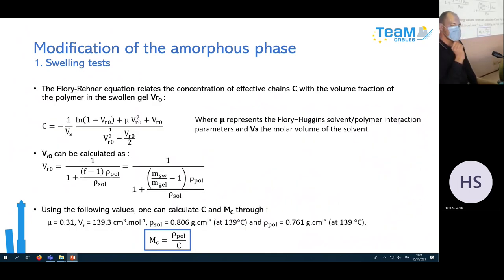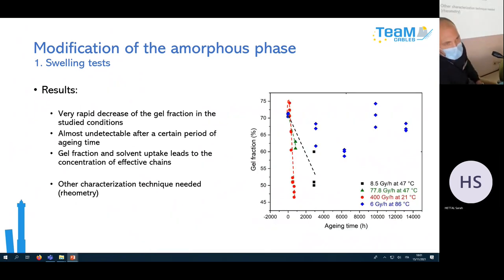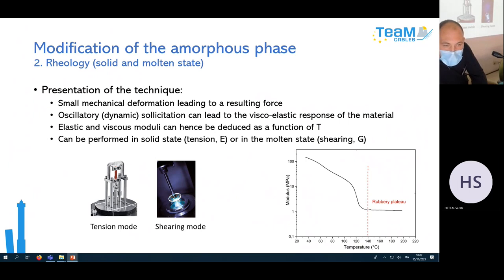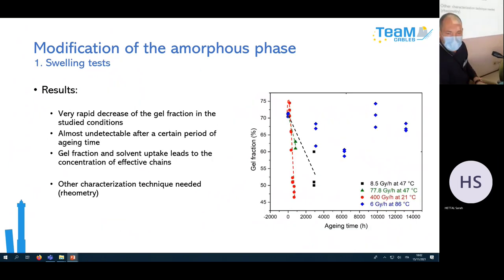By using different equations, we can calculate the concentration of chains that are connected together, which are called the effective chains, which constitute the macromolecular network. This concentration can be plotted as a function of the aging time and can be related to the degradation of the material throughout the aging process. So basically, when you look at the evolution of this concentration as a function of aging time, this one is the gel fraction. But with the gel fraction, we can have the concentration of the effective chains.